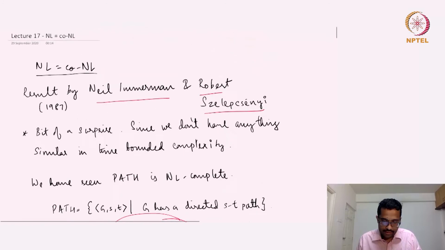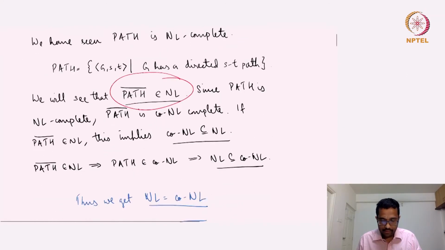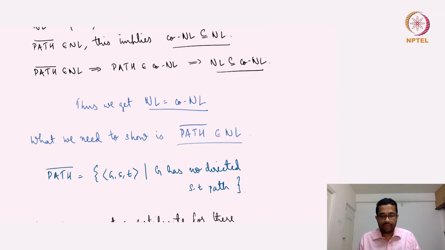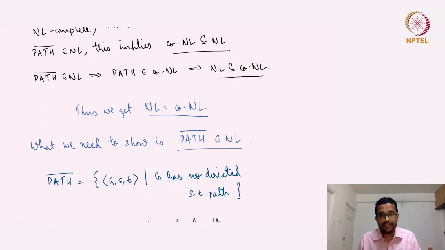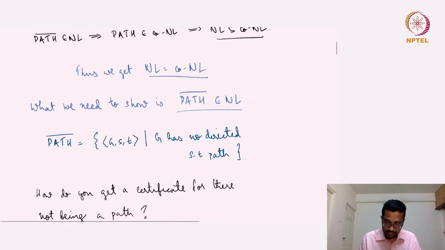So the result is that NL is equal to co-NL. It is called the Immerman-Szelepcsényi theorem. We do that by showing that path complement is in NL, which is to show that we should be able to decide using an NL machine that you cannot reach T from S. Okay.